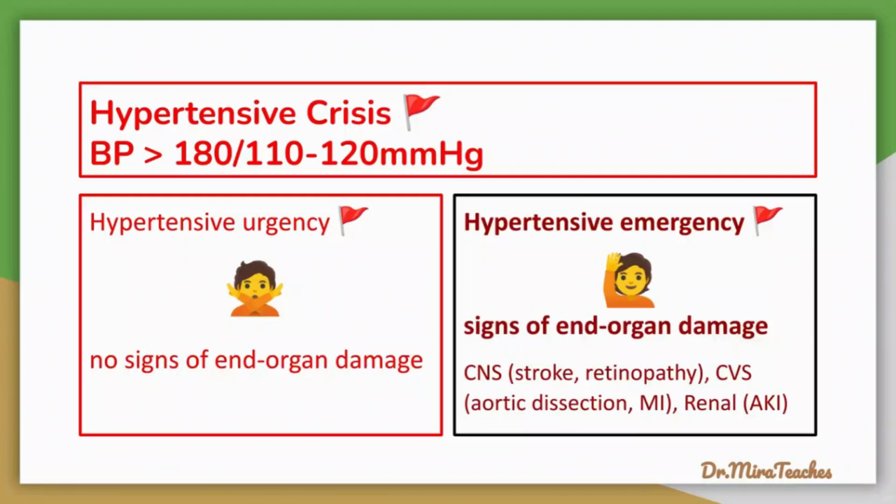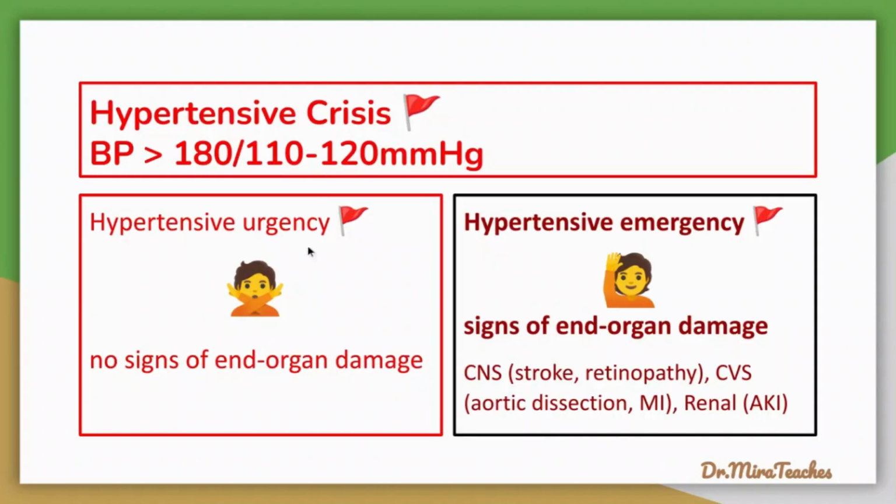Now, for the red flags, let's go deeper and deeper into the red flags. For hypertensive crisis, we have established that a BP greater than 180 for systolic and 110 to 120 millimeters of mercury diastolic is considered hypertensive crisis. But I'm sure you've heard of the terms hypertensive urgency and hypertensive emergency, and it can be very confusing for a lot of people. Is it urgency? Is it emergency? What are we dealing with? It's very simple. Don't stress at all.